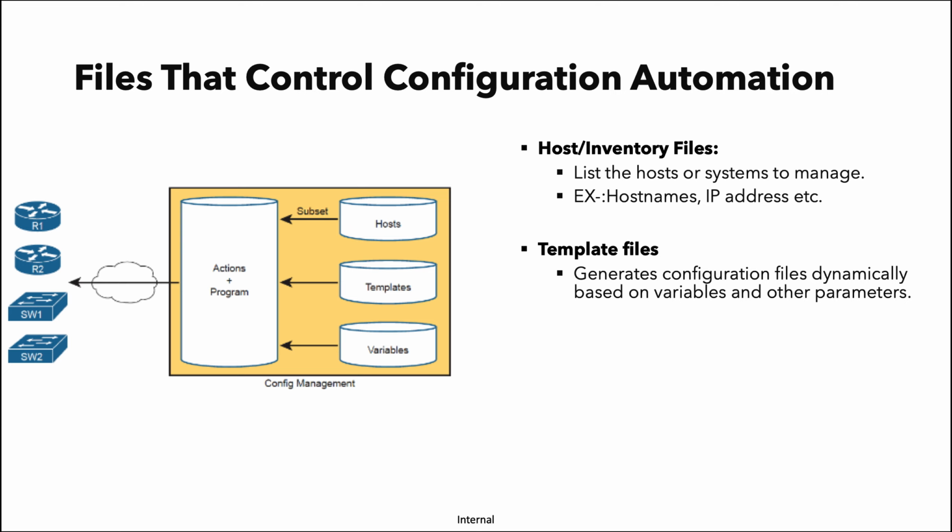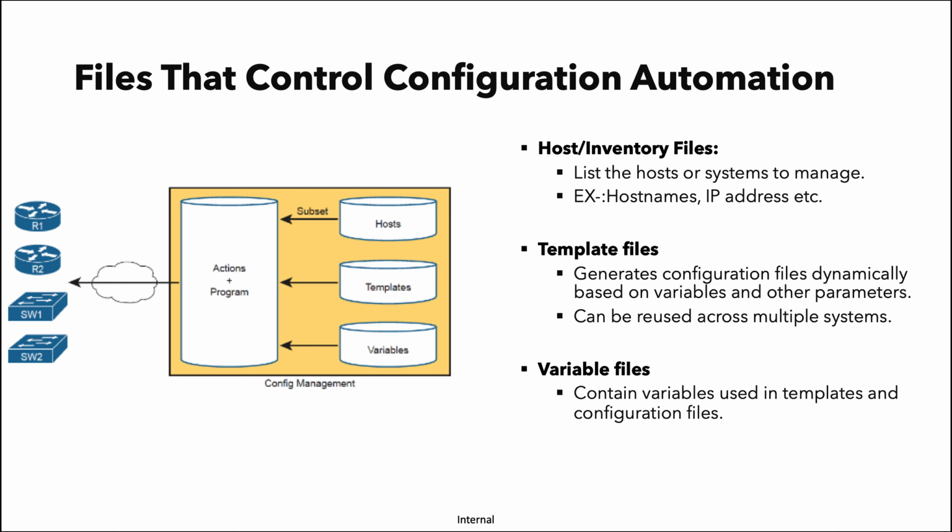Templates are used to generate configuration files dynamically based on variables and other parameters. They allow for configuration files to be reused across multiple systems with different configurations. And then we have variable files. These files contain variables that are used in templates and configuration files. So each tool uses a language of some kind that engineers use to define the action steps.